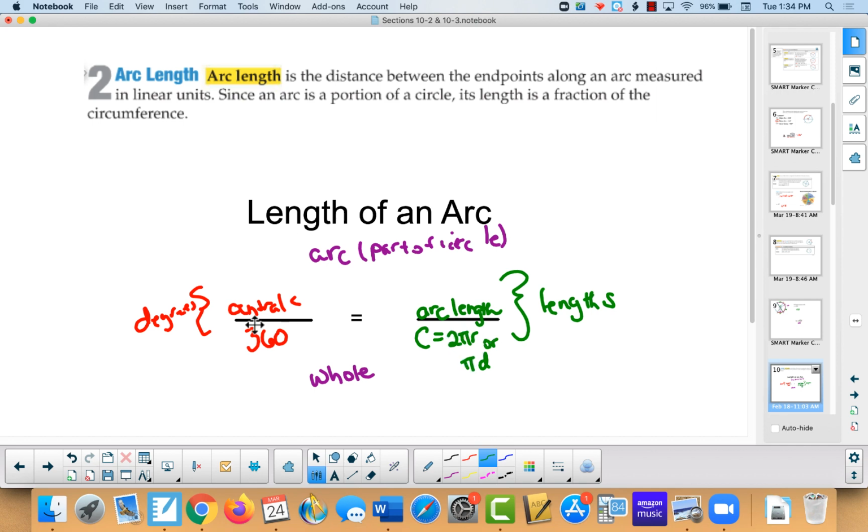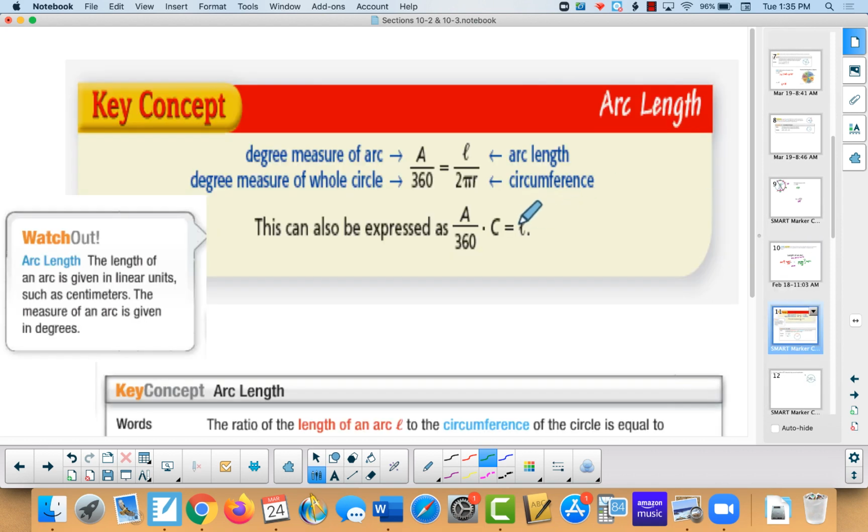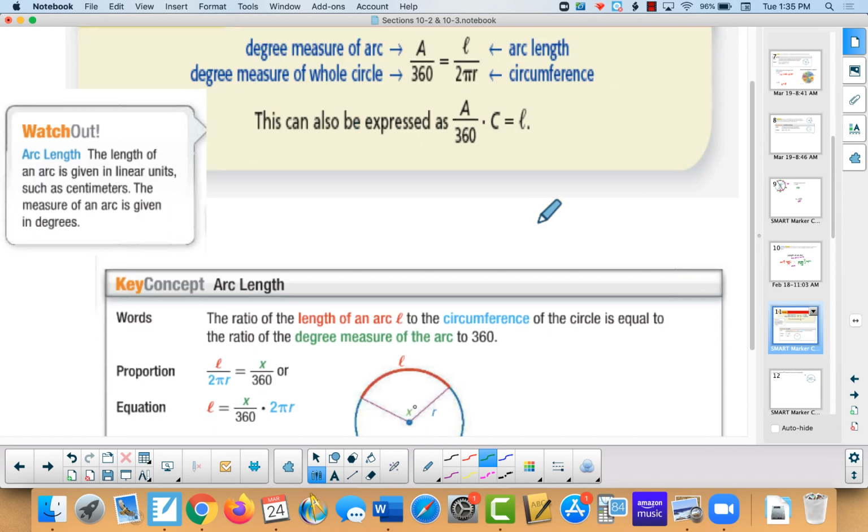So I would suggest using this proportion anytime that you have a problem that involves arc length, for two reasons. It's easy to remember because it makes sense. They're two ratios that are related to each other. One is a degree ratio, one is a lengths ratio. And no matter what you know, you can plug those things in and then find the thing that you're looking for. So while they do also give a formula here, I would use this proportion every time rather than the formula.